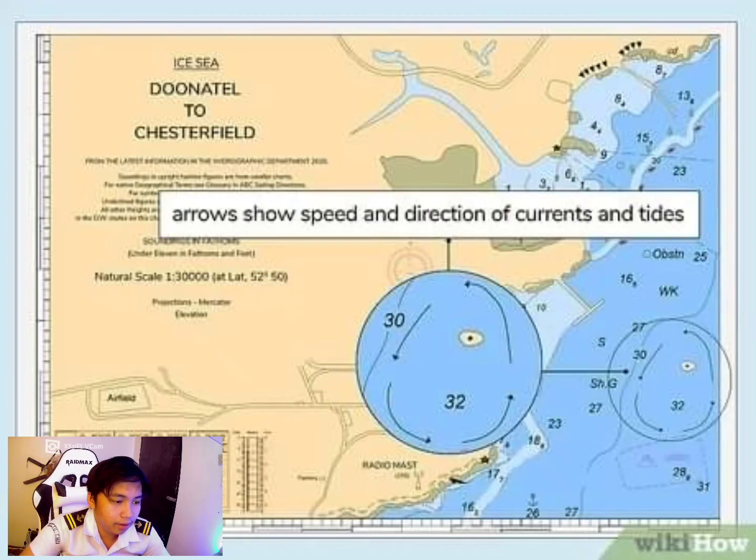Step 5. Follow arrows for the speed and direction of the current and tides. Currents are indicated by arrows with numbers over them. The direction of the arrow tells you which way the current moves. The number lets you know the water speed in knots. Currents and tides change all the time. Take the arrow as a prediction for the way water normally flows. Keep watch as you travel for anything out of the ordinary.